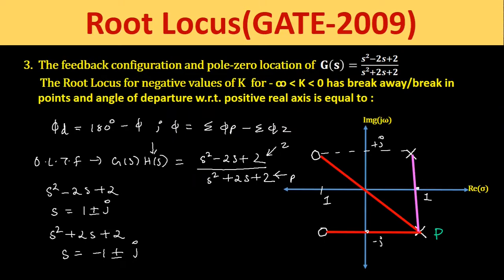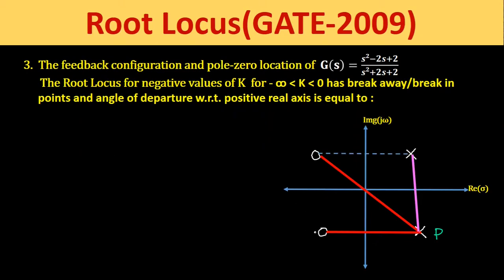Since here negative values of k are taken, we are considering only the magnitude of 1 here. We are not considering the sign, -1 and +1. So now what we have to do is find the angles which these phasors are making with the positive real axis, because we have to find the angle of departure with respect to the positive real axis. So first we will take this zero.